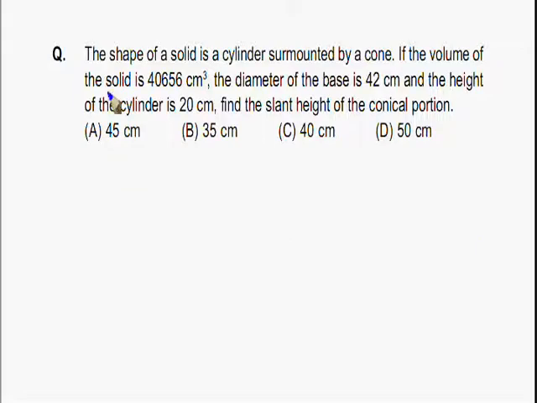As we know, the volume of the solid is equals to volume of cylinder plus volume of cone. In this question, the volume of the solid is given as 40,656 centimeter cubic, and the volume of the cylinder, we have already found that it is 27,720 plus the volume of the cone, which is 462 h2.